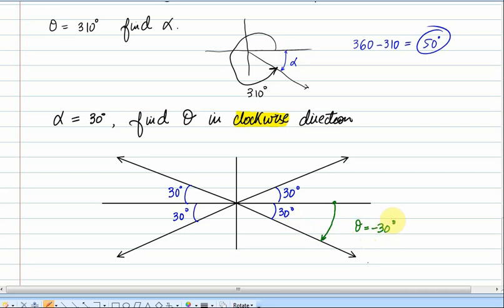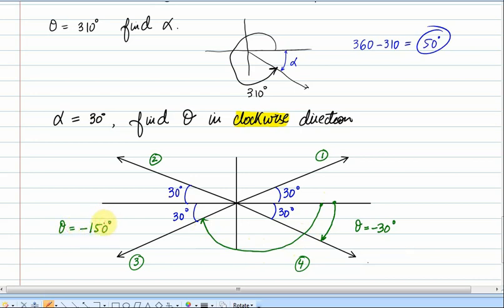For the fourth quadrant, keep in mind, quadrants do not change whether you are moving clockwise or anti-clockwise. They are constant. For the fourth quadrant, theta is minus 30. For the third quadrant, this one, theta is equal to minus 150.